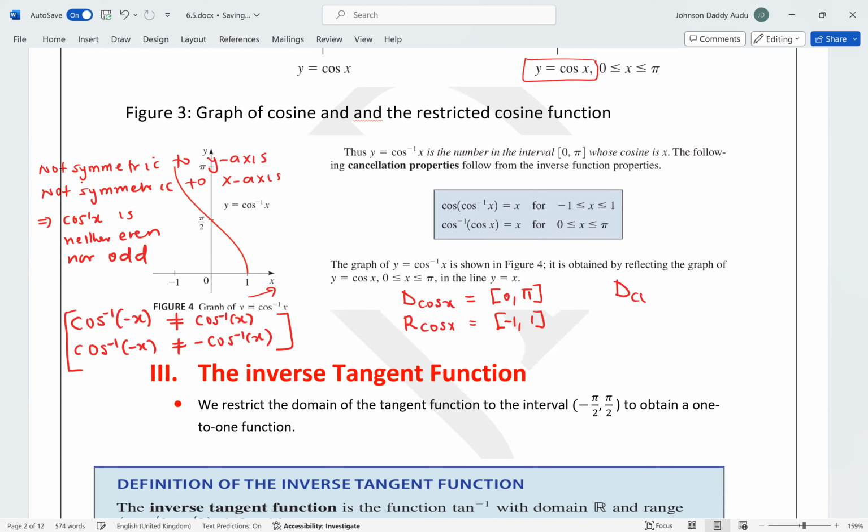But if you talk about the domain of cosine inverse, the domain of cosine inverse is going to be the what? The range of cosine. So it's minus 1 to 1. And the range of cosine inverse is going to be the domain of cosine, which is 0 to pi. Okay. So here you can see if you have cosine inverse of x, this x must come from the domain of cosine inverse. And what is the domain of cosine inverse? It is minus 1 to 1. In the second case, if you compose cosine inverse and cosine x, this x should come from the domain of cosine. And what is the domain of cosine? It is from 0 to pi.